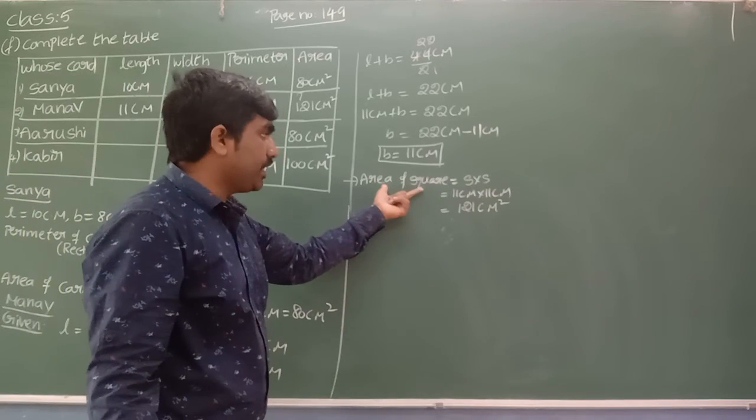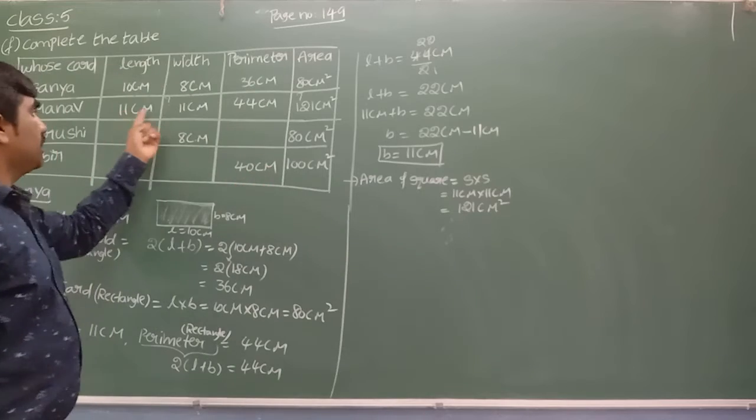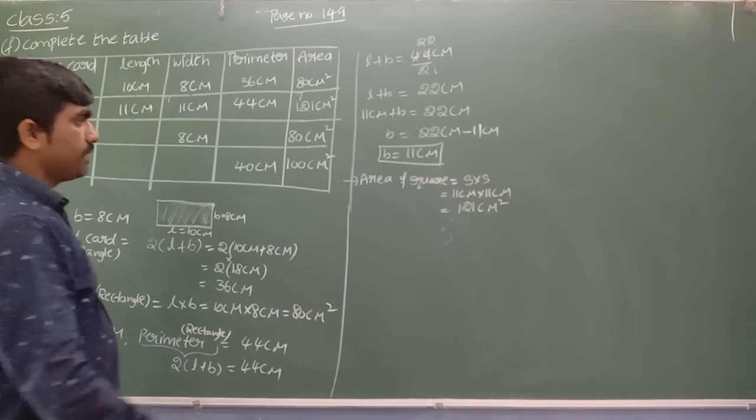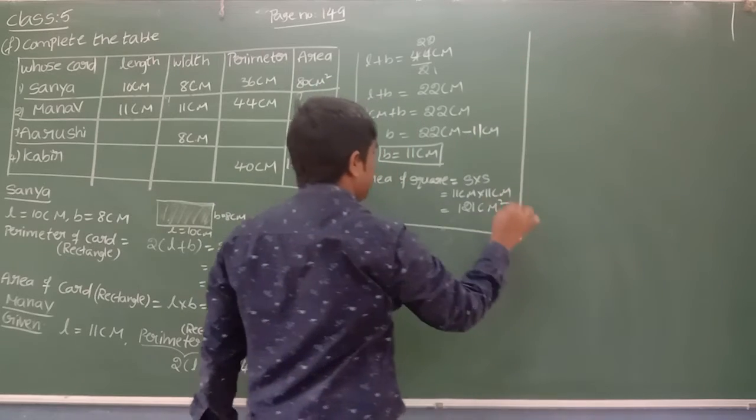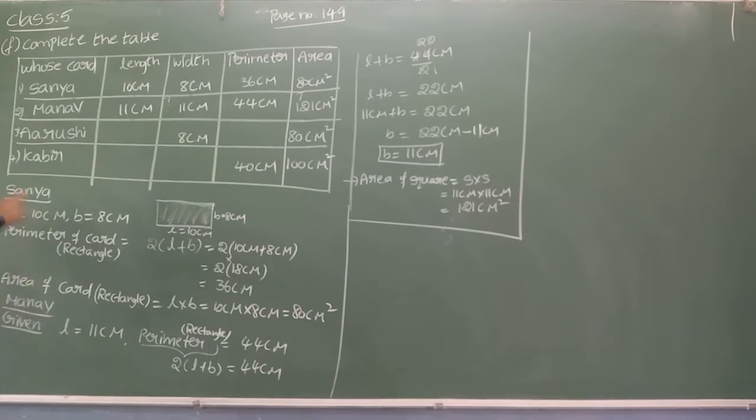Hope it is clear. Here we can take the area of a square directly, the reason being length and breadth are the same. Yes. You can go for the next one.